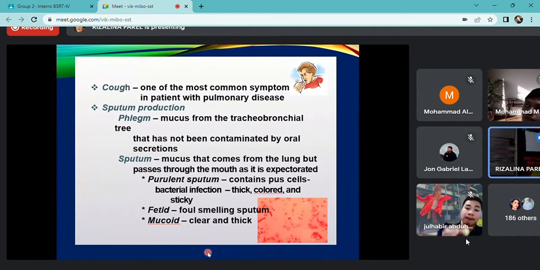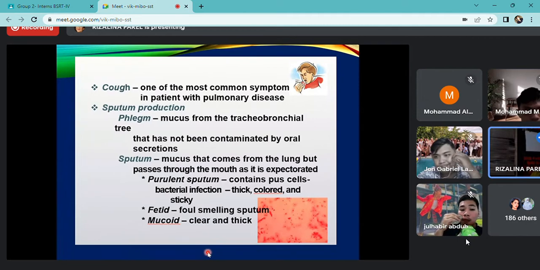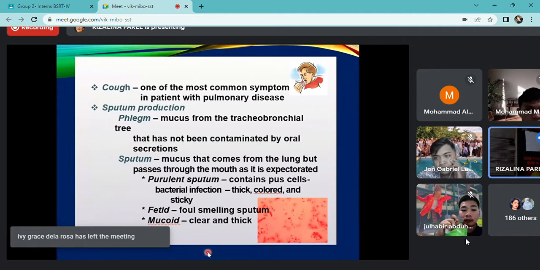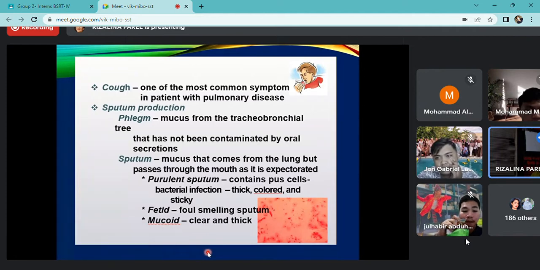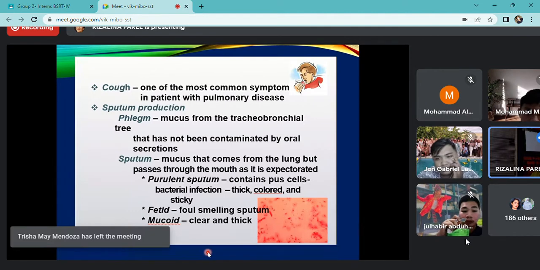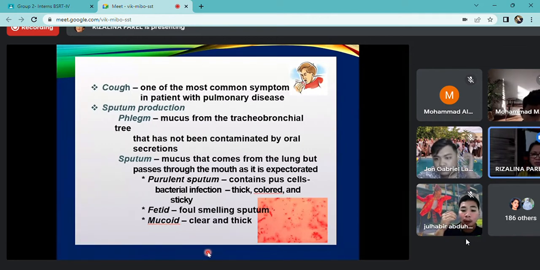So, ang sputum natin could be a purulent type. Purulent sputum contains pus cells. So, example natin yan ng bacterial infection. Meron siyang thick, colored, and sticky. So, kapag yung ating sputum has this purulent sputum, dapat mag-suspect na tayo for some bacterial infection. Fetid, medyo foul-smelling sputum siya. Mucoid, clear and thick in cases of asthma. Okay?